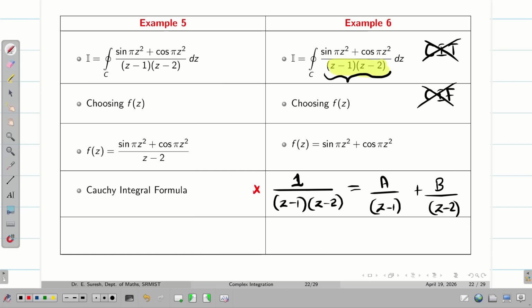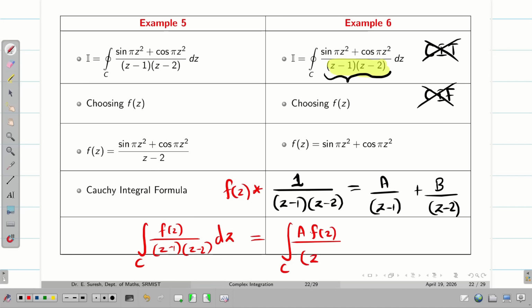After finding a and b, multiply this equation by f of z on both sides and integrate with respect to dz. We get the integral of f of z divided by z minus 1 into z minus 2 dz is equal to the integral over C of a into f of z divided by z minus 1 dz plus b into f of z divided by z minus 2 dz. Now we can easily apply the Cauchy integral formula twice for these two different terms and we can get the answers.